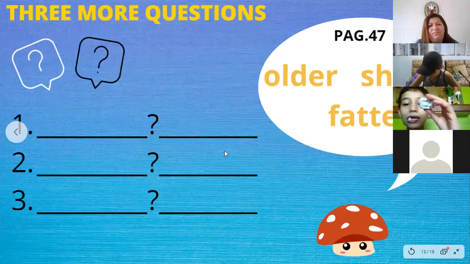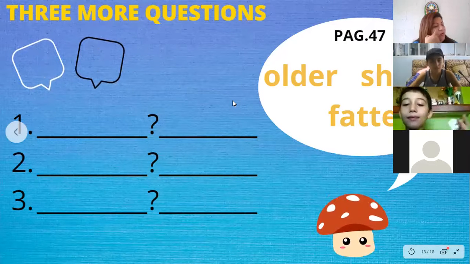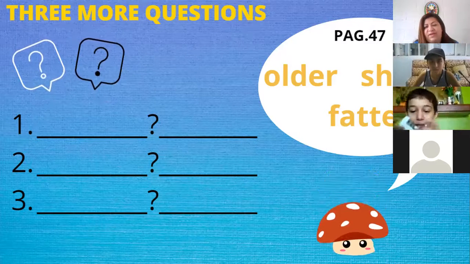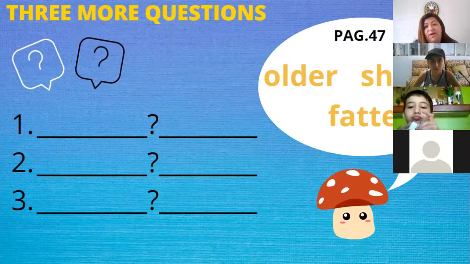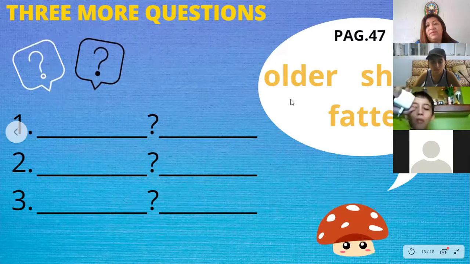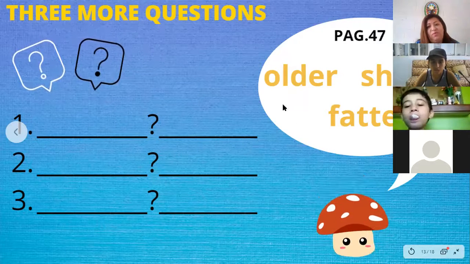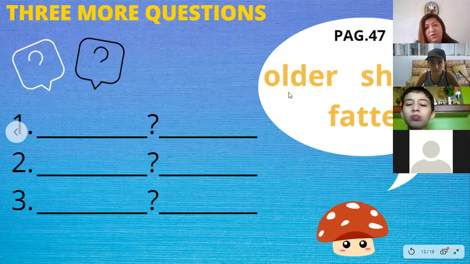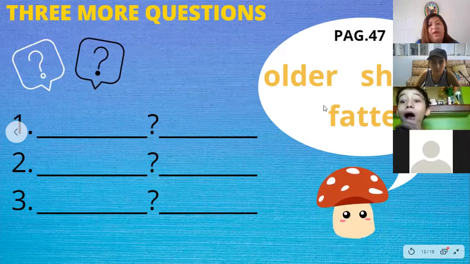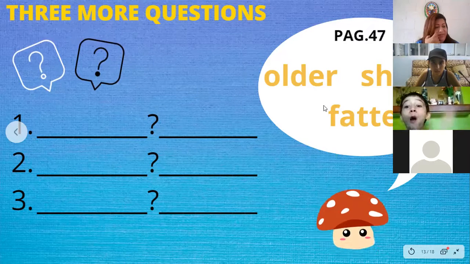Okay, great. Let's move on. We have 3 more questions. Our questions and answers on page 47. And we have 3 adjectives which can help us to make those questions. We are going to write a question with older, another with shorter, and another with fatter. And we are going to answer it, right?